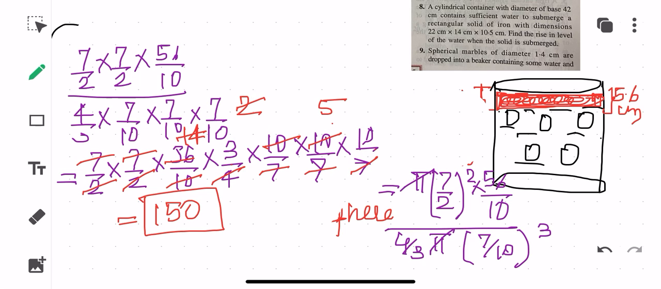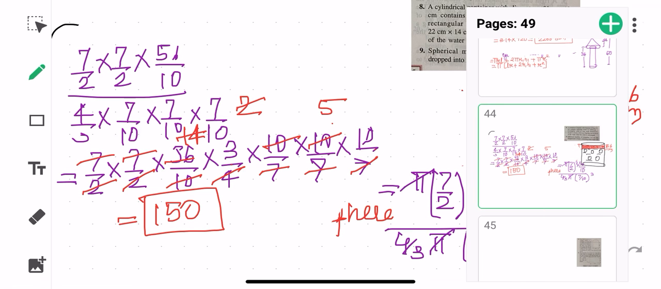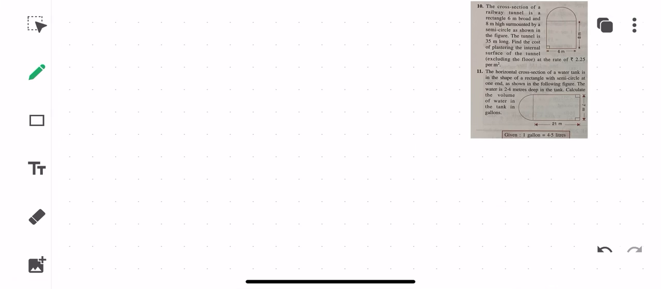We will be now moving to what, children? We will be now moving to question number 9. Okay, so question number 9 has been done. We'll be moving to question number 10. So in question number 10, the question says what, children? If you just see, the cross section of a railway tunnel is a rectangle 6 meter broad and 8 meter high, surmounted by a semicircle. Okay, so this is the thing which has been given.